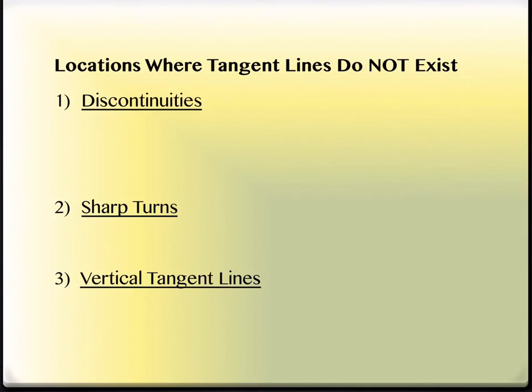There are 3 locations where tangent lines do not exist. The first one is at discontinuities. So what do discontinuities look like? Well, we've talked about them a lot. They're things like holes, jumps, asymptotes.